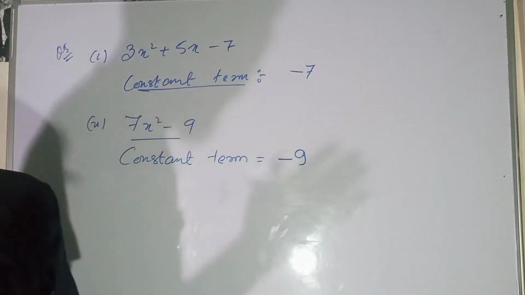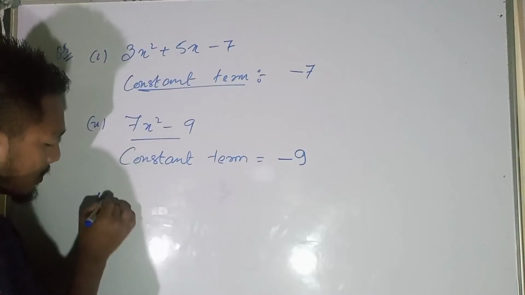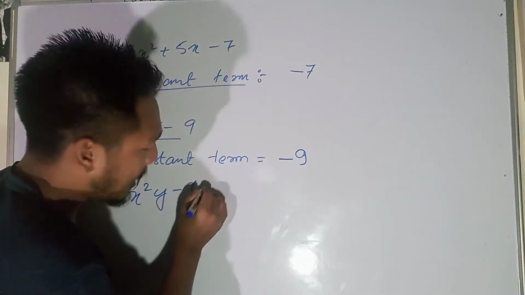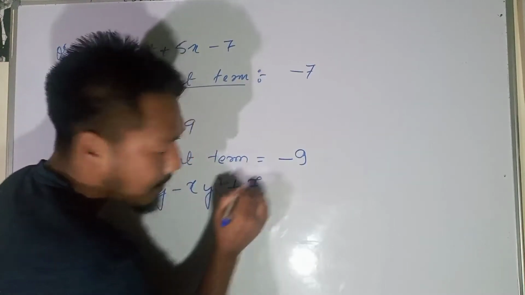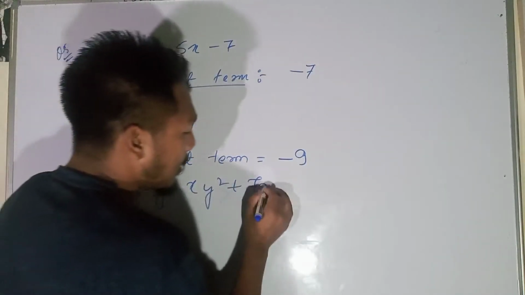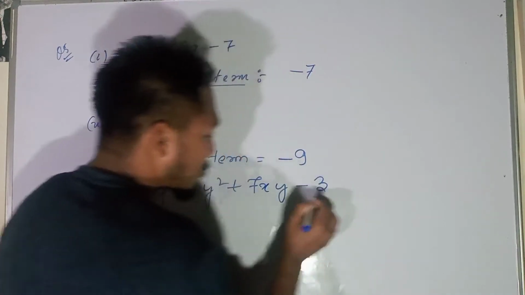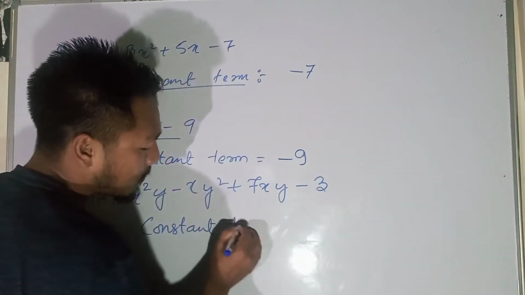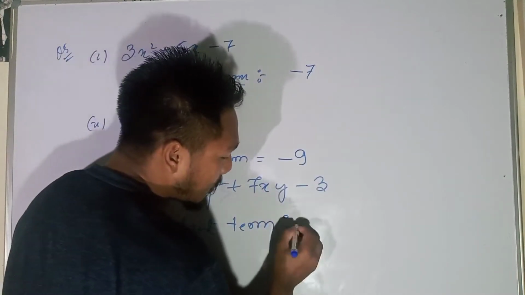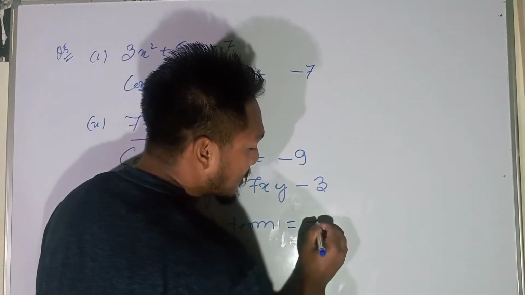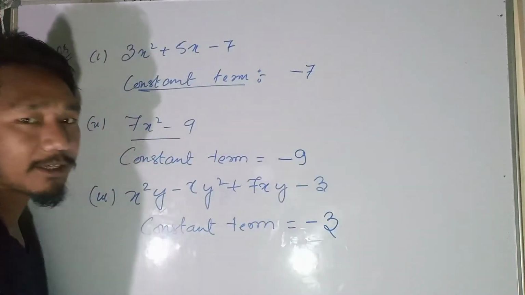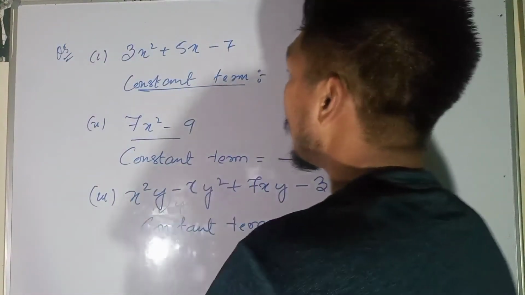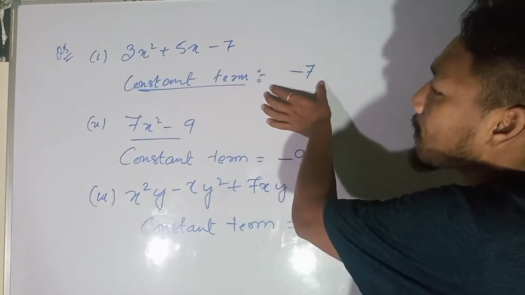Next, number 3: x squared y minus xy squared plus 7xy minus 3. What is the constant term from this expression? The constant term is minus 3. I think you're clear about this. See, here only the 3 is written alone, and that is what we call the constant term.